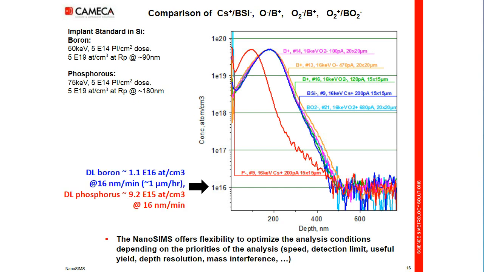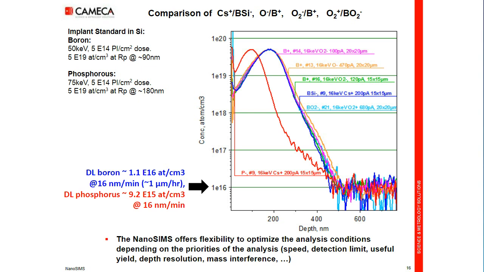Whatever the condition we use in this experiment, we have nearly the same detection limit, so around 1e16 atom per cubic centimeter, both for boron and phosphorus. Phosphorus has the classical interference of silicon 30H, but we do not suffer from this with the high mass resolving power that we have on the NanoSIMS.